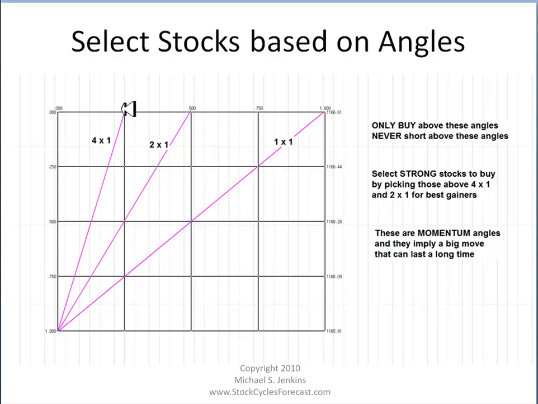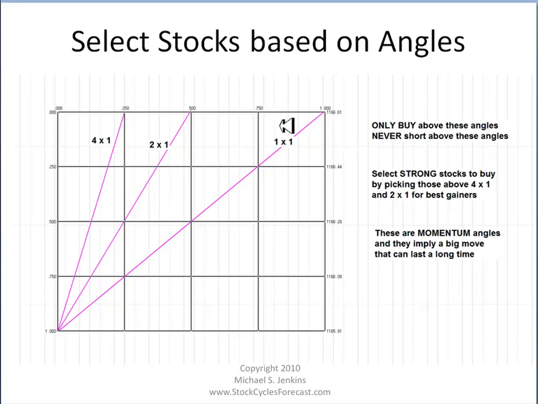The more momentum you have, the more powerful the move, the more buyers than sellers there are, which is creating this momentum. So when a 4x1 angle breaks, it can only go down to a 2x1, which is still very strong, and it will often recover and go back to the 4x1 again before it breaks again. So the stocks that are above the 1x1 are the ones we're going to focus on being long, and we particularly want to focus on ones that have steep angles like 4x1 and 2x1.